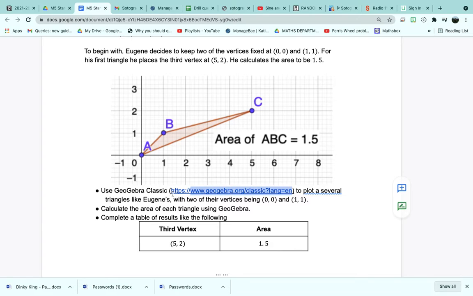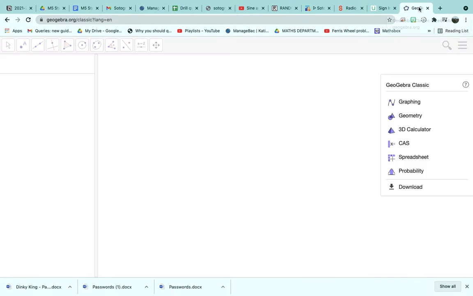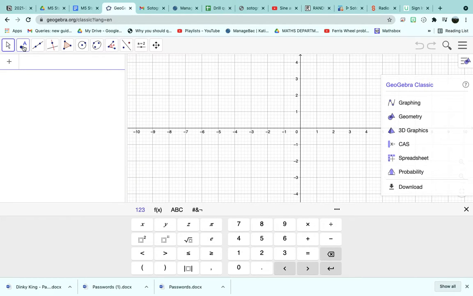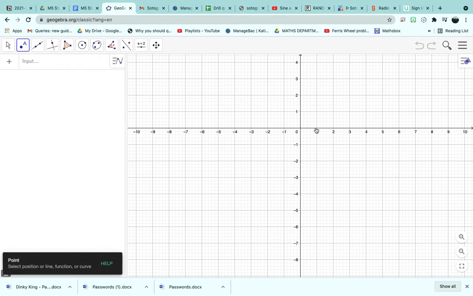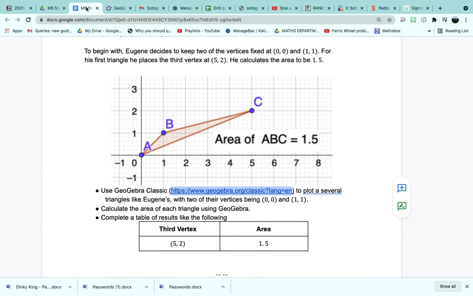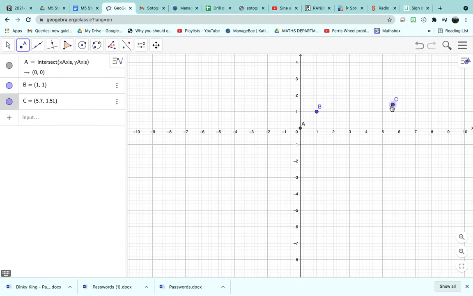Once we're on GeoGebra, we're going to plot this triangle. We're going to plot a point, so you select A as the point, 0, 0, 1, 1, and then we're going to plot a random point, because it says what we need to do is plot several triangles like Eugene. So let's do Eugene's to begin with. His third point is at 5, 2. So let's move C so it's at 5, 2.